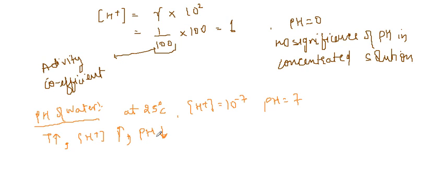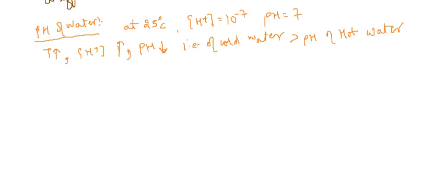Now consider the pH of cold water. At 25 degrees Celsius, H plus is 10 to the minus 7, so pH is 7. As temperature increases, H plus increases and pH decreases. That means the pH of cold water is greater than the pH of hot water at a particular temperature.